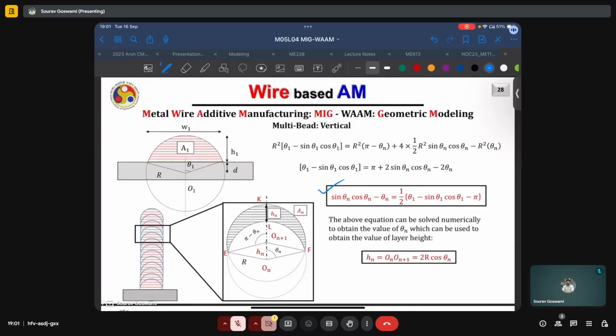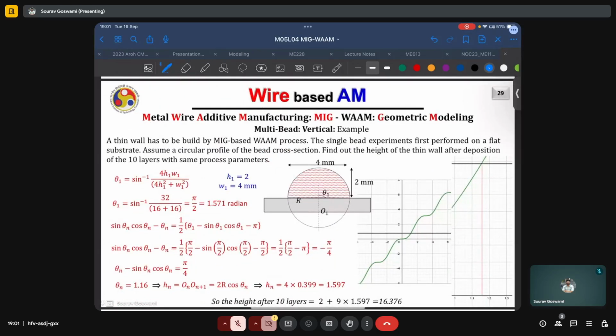While it may be difficult to solve this equation analytically, or a closed form solution may not even exist, it can be solved numerically. And through this numerical solution, we can obtain the values of theta n, which can be used to obtain the value of layer height. The value of the layer height HM, as shown here, is equal to the distance between ON and ON plus 1, which is nothing but 2r cos theta n.